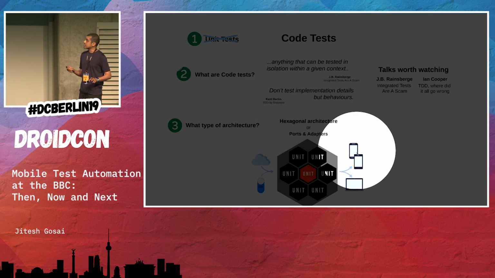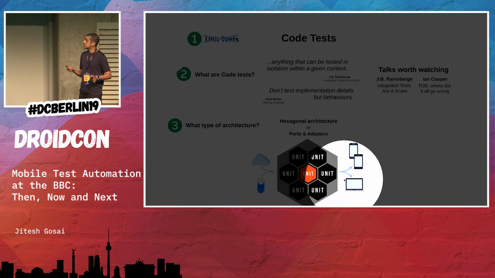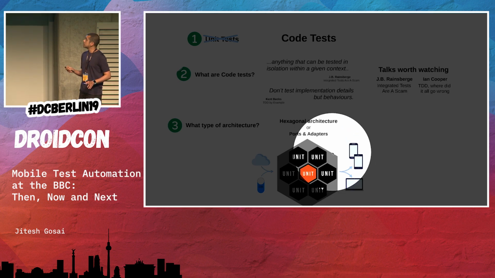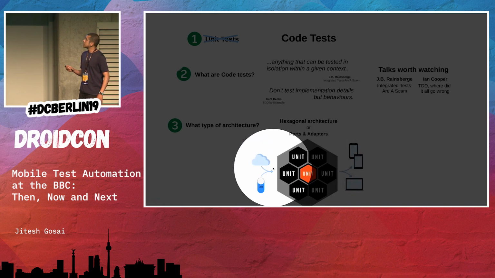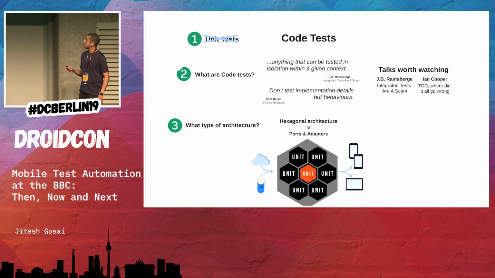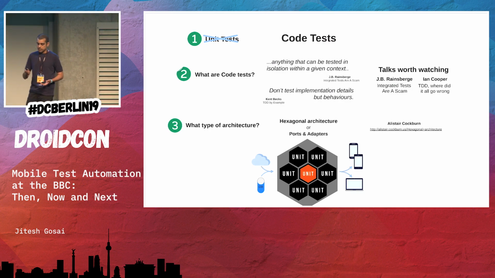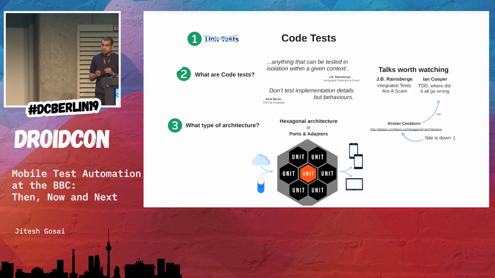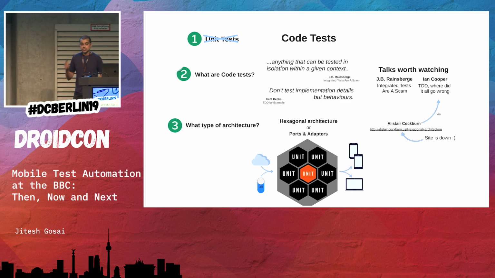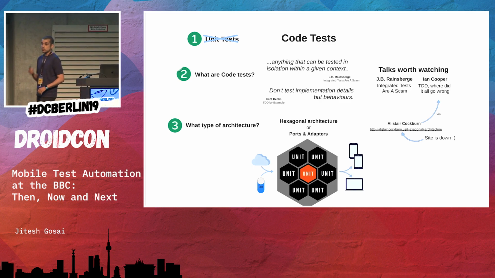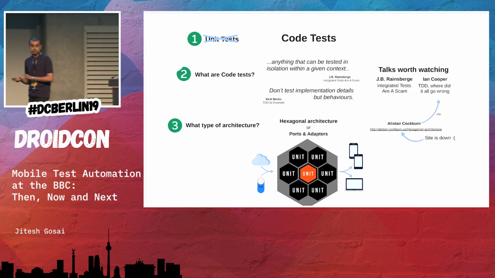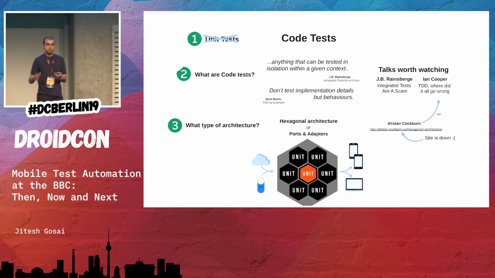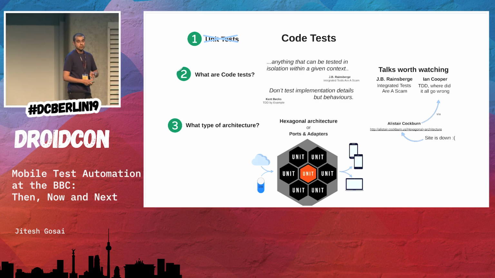On the outside of the hexagon are your dependencies, your back-end systems, the mobile apps that you're going to deploy to, or whatever web system it is. Essentially, the ports and adapters are at the boundaries of your hexagon. Now, again, I don't have time to go into that here, but a great place to learn more about this is Alistair Cockburn's website, Hexagonal Architecture, but unfortunately the website is down. So I suggest you go watch Ian Cooper's TDD, Where Did It All Go Wrong, because he goes into this again. So we've got code tests, we've got principles, and now we've got architecture that can support this.